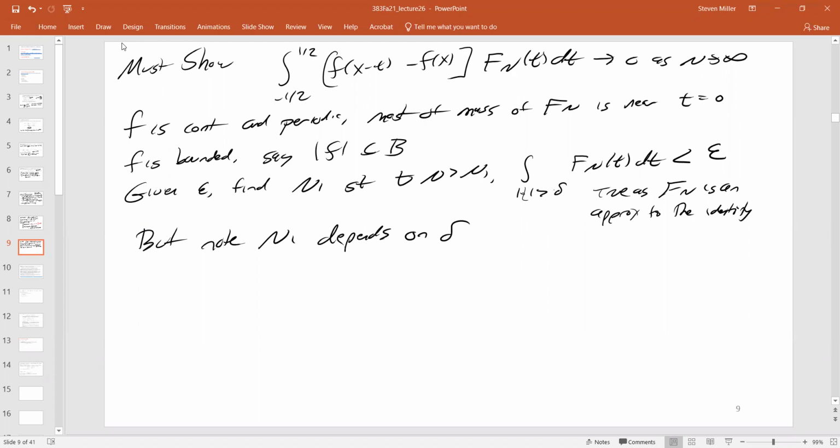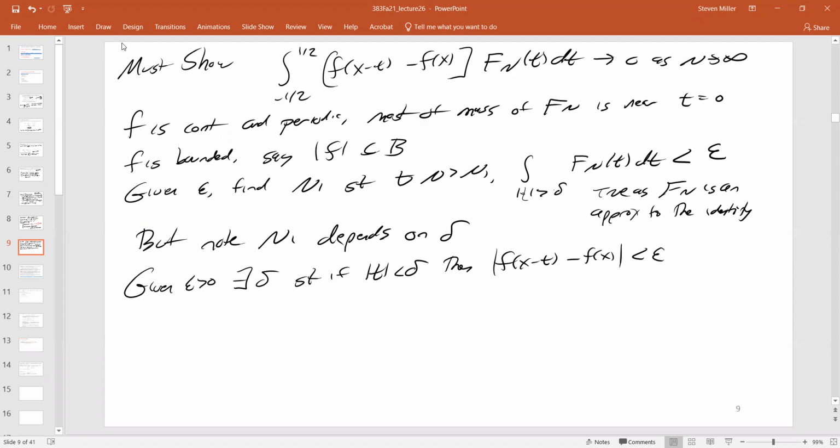So when t is small, f of x minus t minus f of x should be small, right? So given epsilon greater than 0, there exists a delta such that if the absolute value of t is less than delta, then the absolute value of f of x minus t minus f of x is less than epsilon.